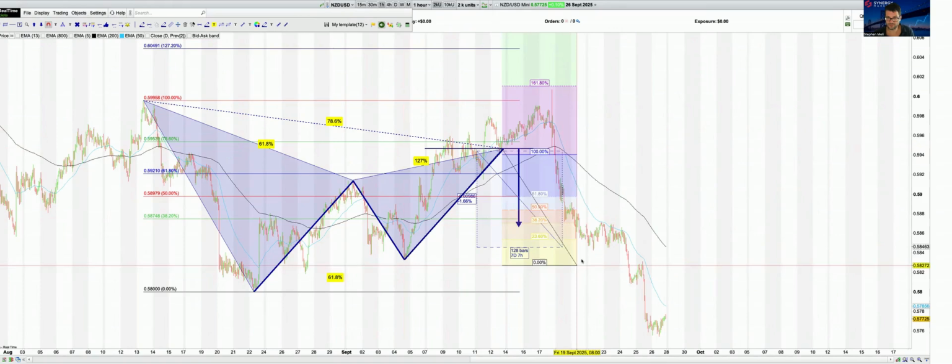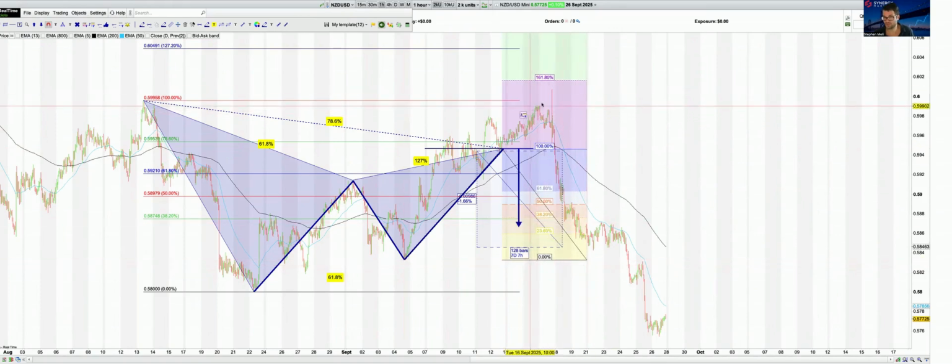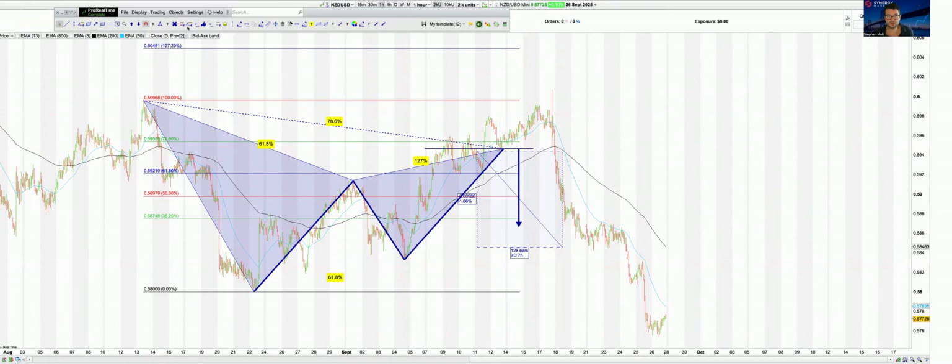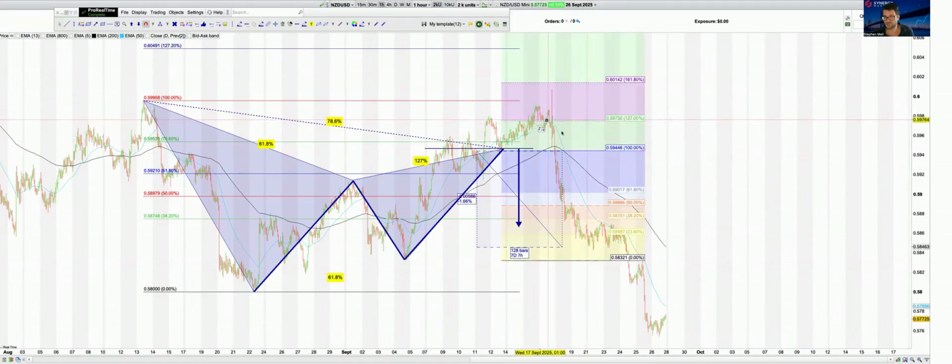You just got to give it room sometimes. It came very close to the 161.8. This looks like a 141 retracement without me completing the... let me use the proper tool. Where is it? Yeah. So 127, it certainly traded into.